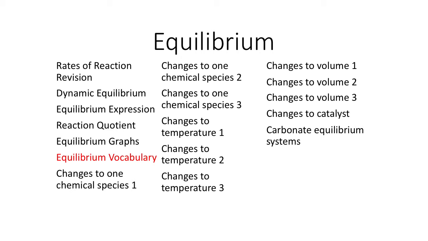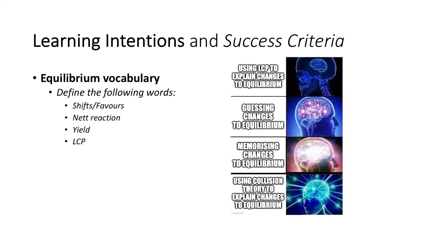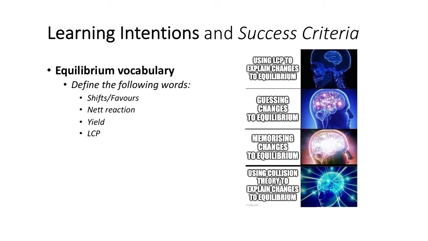Today we're going to be talking about equilibrium vocabulary, making sure we know all of the words that we need to use when dealing with equilibrium. Let's have a look at what we're going to be learning. We're going to be learning how to define the following words: shifts, favors, net reactions, yield, and LCP, or Le Chatelier's principle, which is a terrible thing, but we'll go through it anyway.